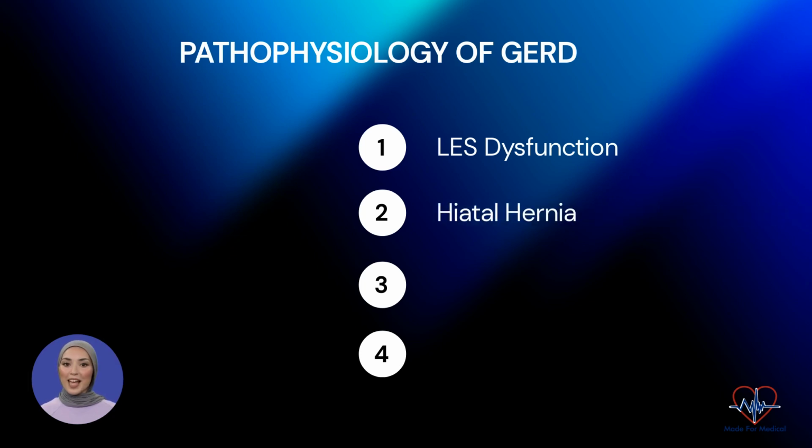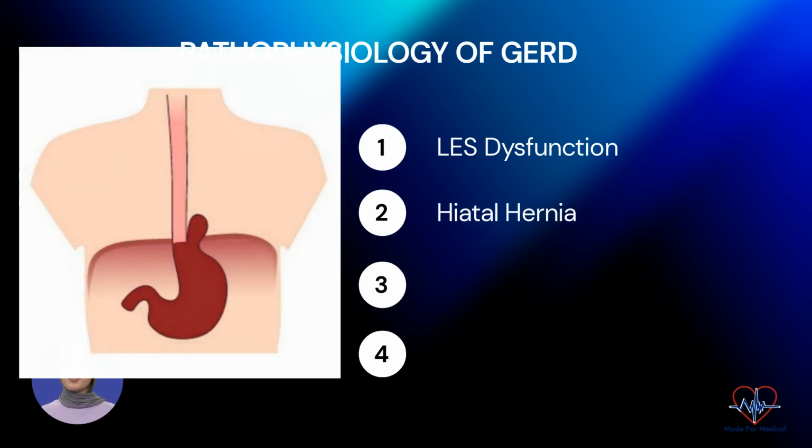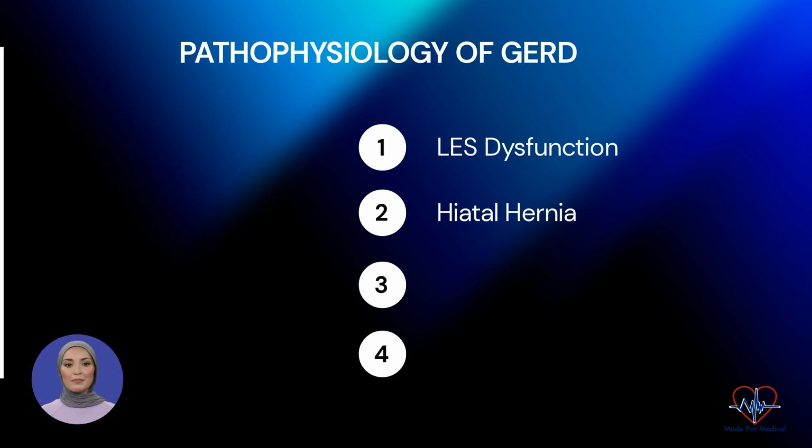Hiatal hernia. A hiatal hernia is a condition in which part of the stomach protrudes through the diaphragm into the chest cavity. This anatomical abnormality can weaken the LES and contribute to GORD.